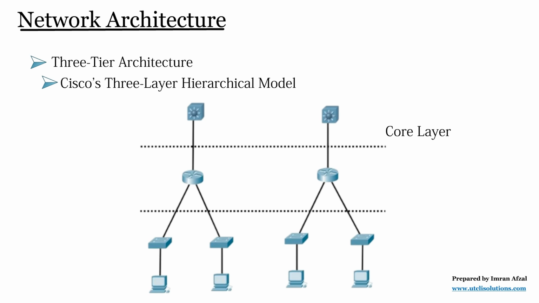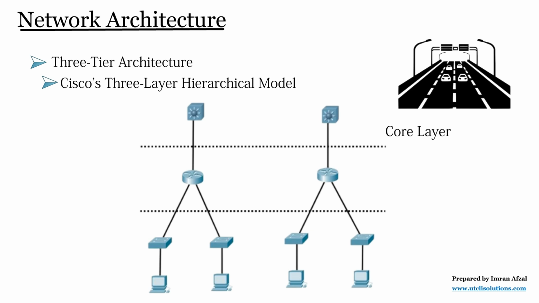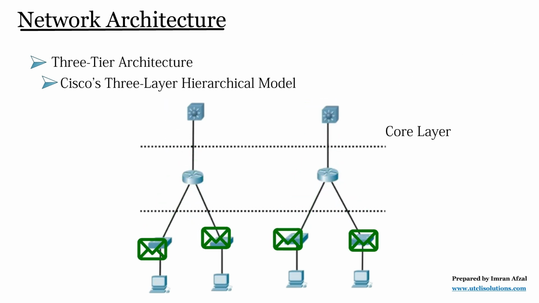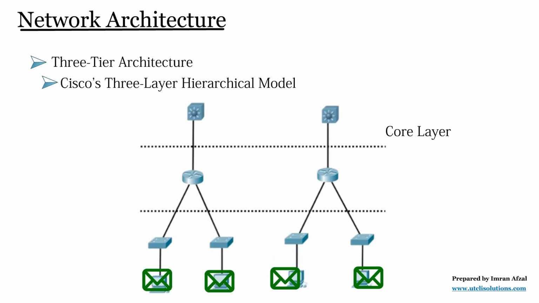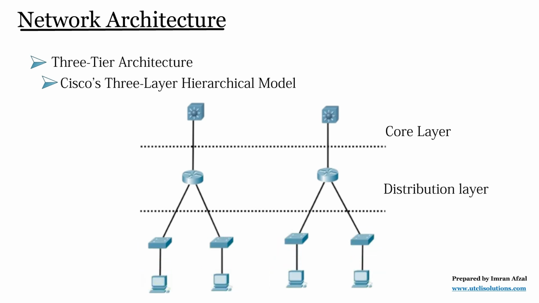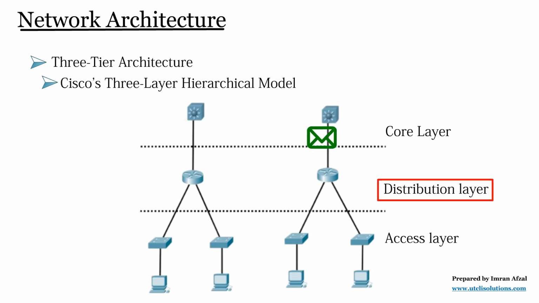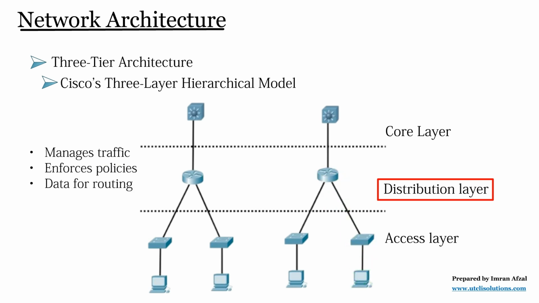The core layer acts like the highway system of the network, moving large volumes of data quickly and reliably between different areas. So now we have three layers, and here is how the layers work together. Access layer connects users to the network. Distribution layer manages traffic, enforces policies, and prepares data for routing.